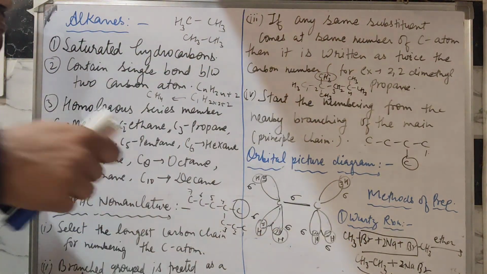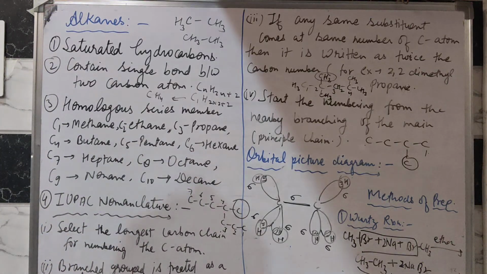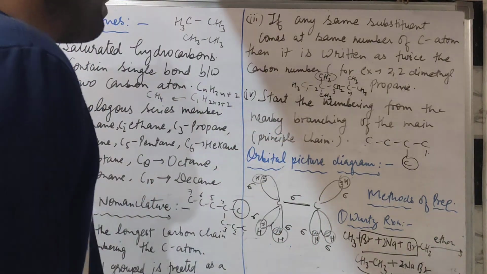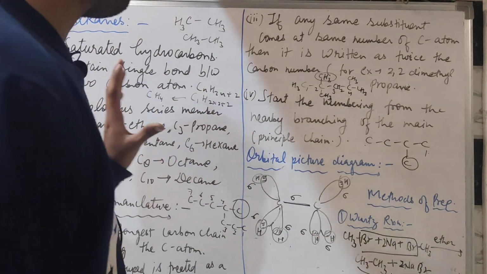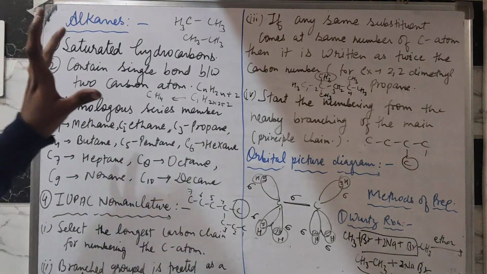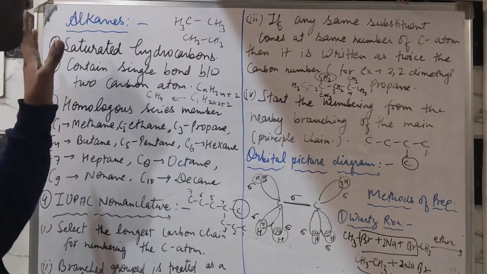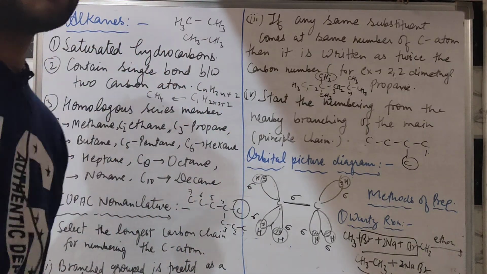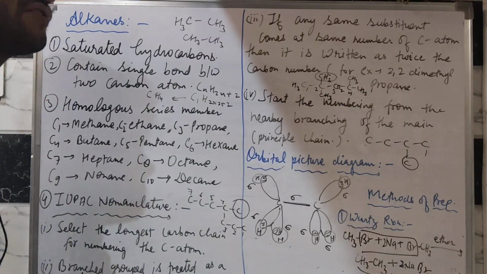So these are the basic methods of preparation I have discussed. Many preparations can come in the examination on alkanes, but you should know a few for a basic understanding of the alkanes. So I think you should now have an understanding of this group, the alkanes. In the next lecture we will discuss the alkenes.